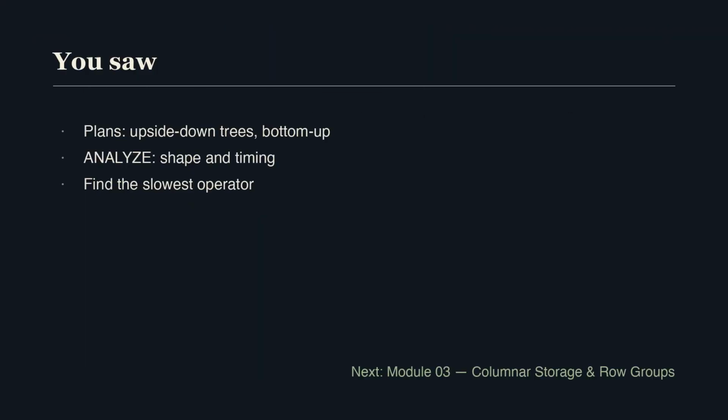3 things to take away. 1. Plans are trees. Read bottom to top. 2. Explain shows shape. Explain analyze shows shape and timing. Use analyze when you want to know where time goes. 3. The operator you care about most is the one eating the time. The rest of the course is about understanding what those operators do underneath and why some are slower than others. Next up, Module 03, columnar storage and row groups. We open up the sequential scan and see what's actually under it.